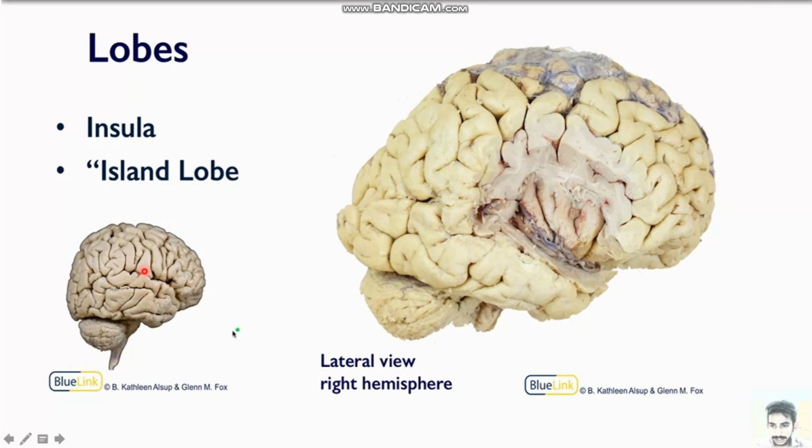Now, if we look here at the lateral fissure or lateral sulcus, if we remove some brain from here and look deep into it, we'll find some more brain here. We call it the insular lobe, or island lobe. So this is actually the insula. It's buried inside this lateral sulcus.